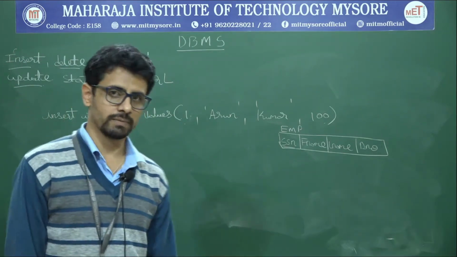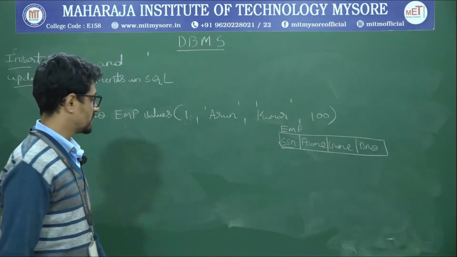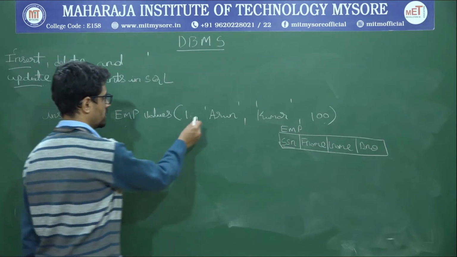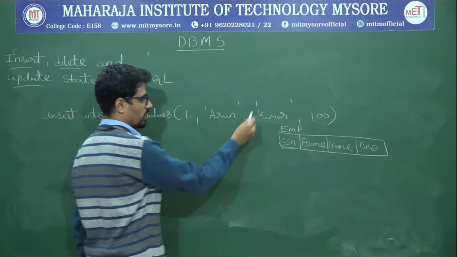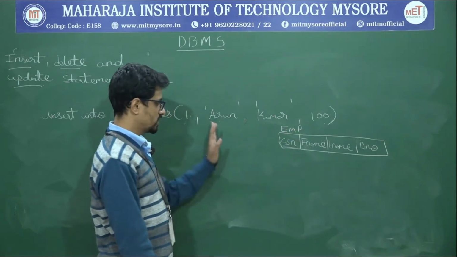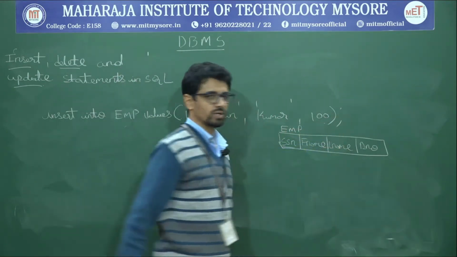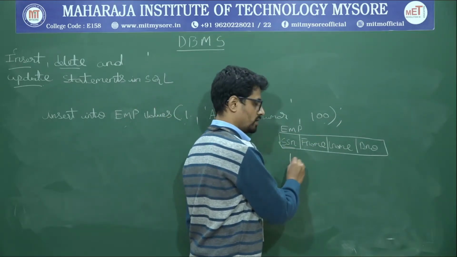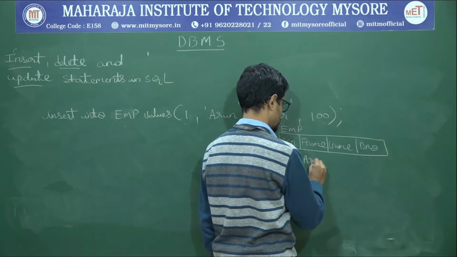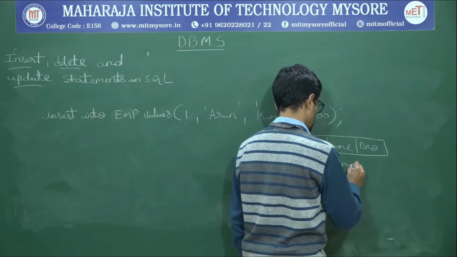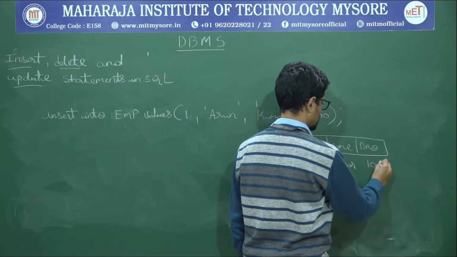All the character, variable character, date and time values are given in single or double quotes, whereas for integers you can leave them as they are, without any single quotes. So 1, comma, within single quotes Arun, comma, within single quotes Kumar, comma, 100. Once I do this and enter a semicolon, the values are automatically inserted.